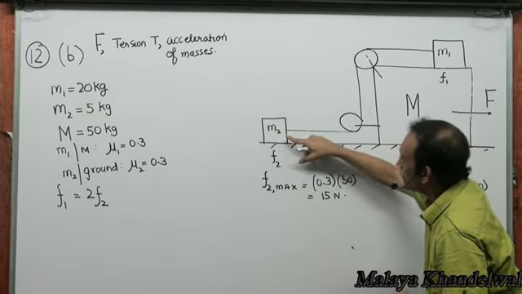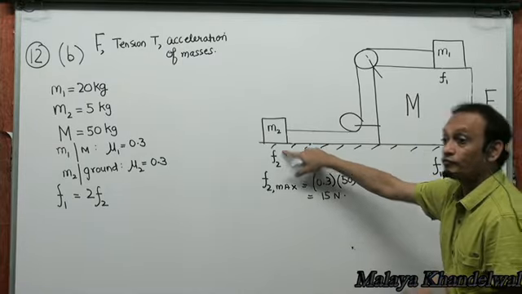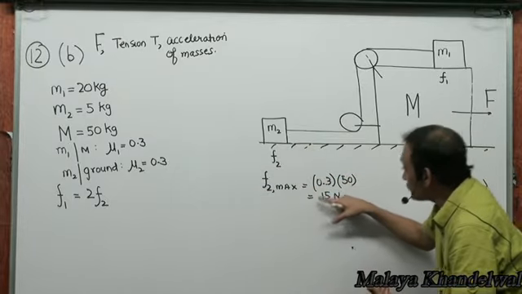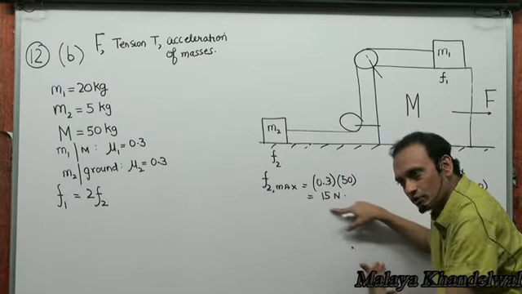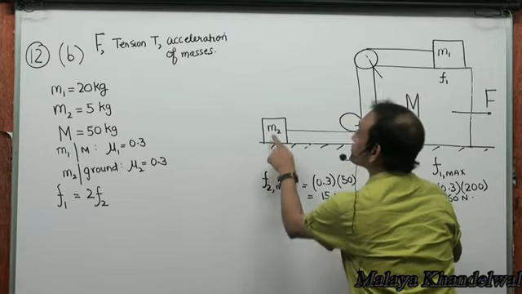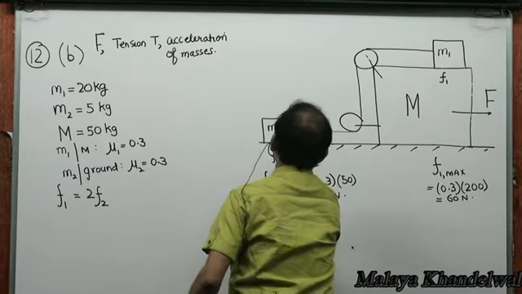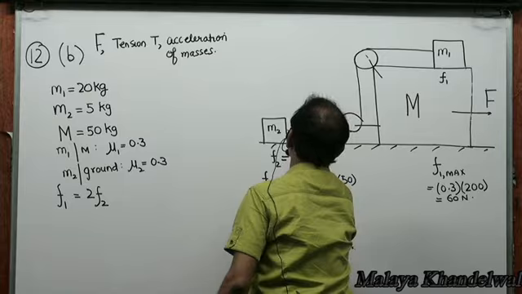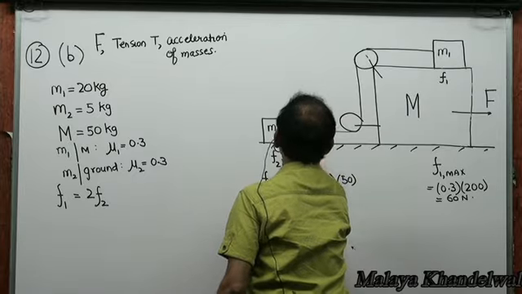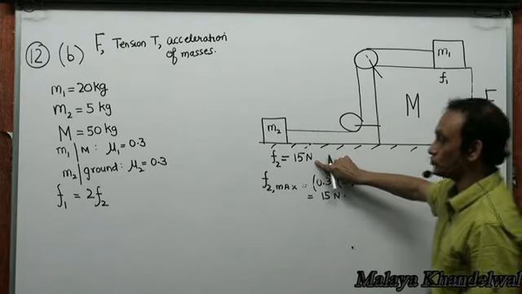And the frictional force between M2 and the ground would be kinetic friction, which would have reached a value approximately equal to maximum static friction of 15 newtons. So the actual value of the frictional force between M2 and the ground turns out to be F2, which is F2 max, which is 15 newtons. Now it's given that F1 is twice F2.